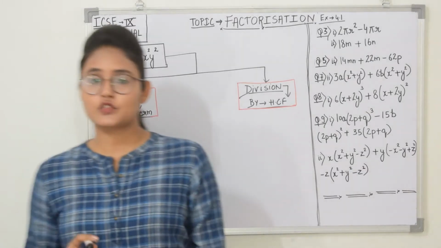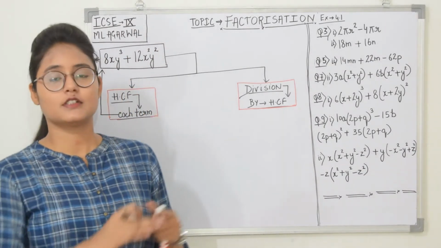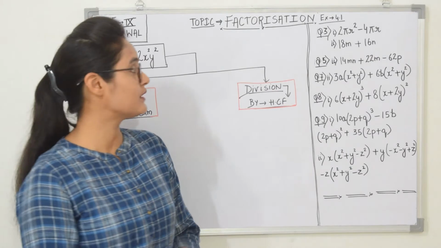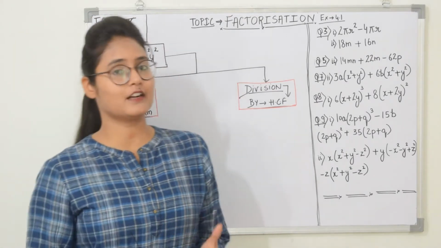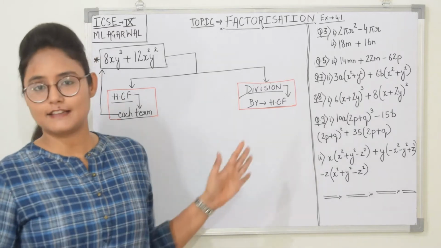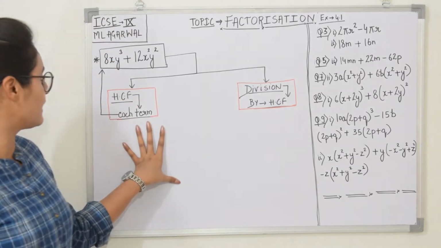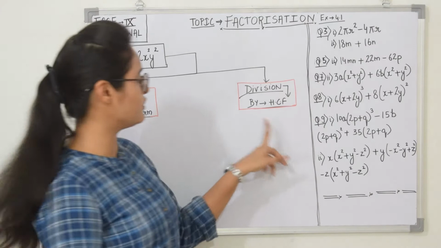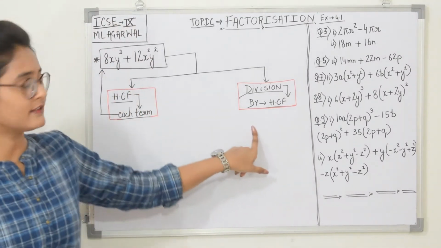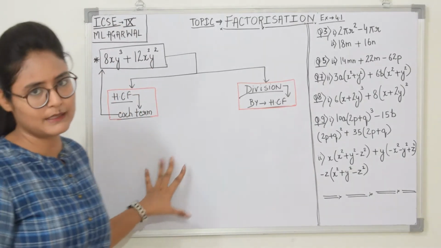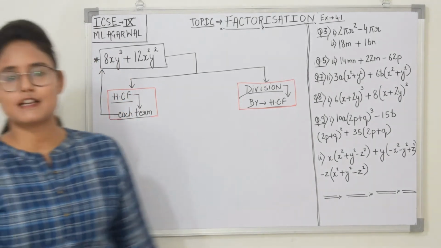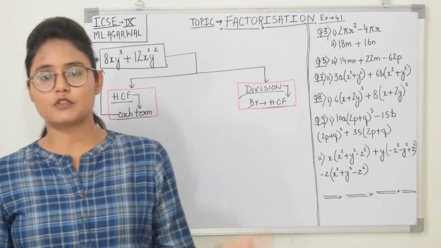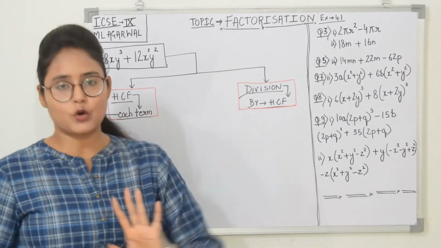So in the last video I explained the basic concept behind this chapter, and the first method we were talking about was taking out the common factor. That involved two steps: taking out the HCF of each term, and division of each term by the HCF. This was the basic method we were following last time for factorizing a basic polynomial, right?